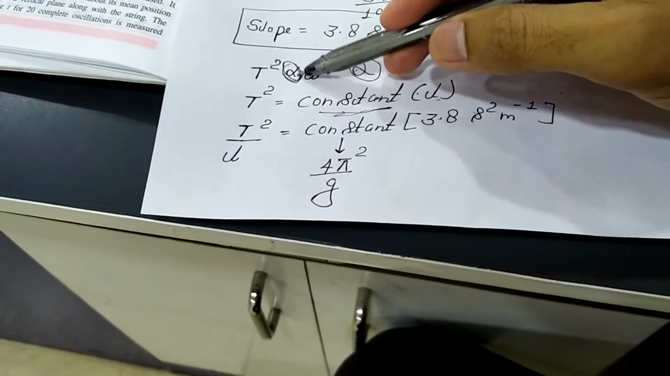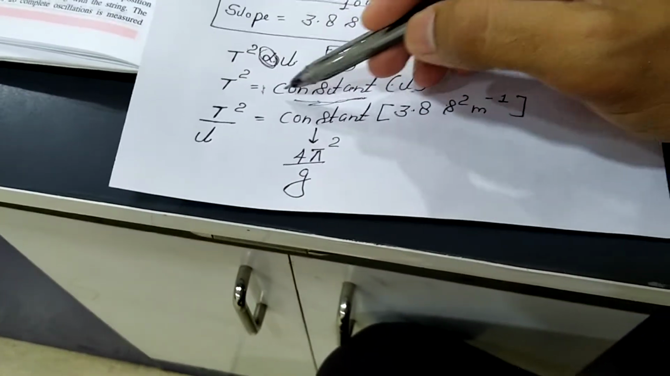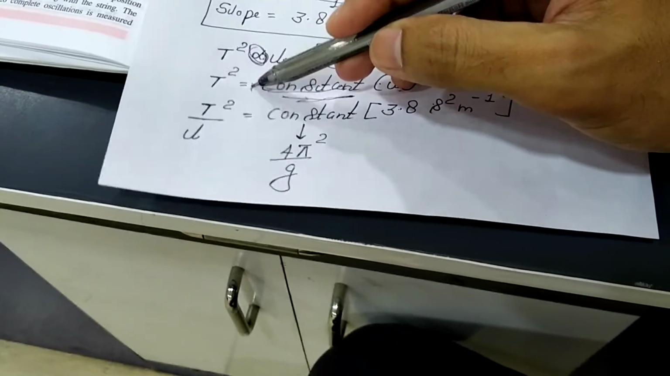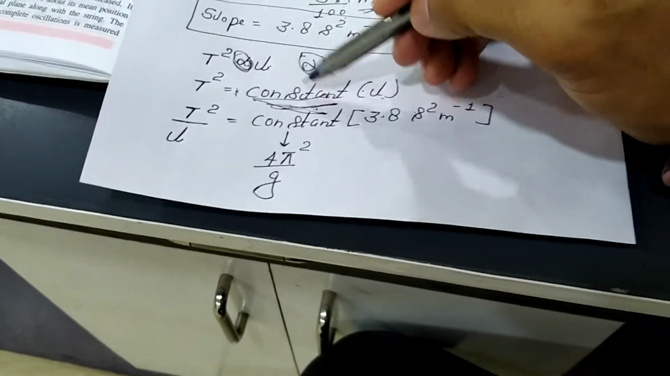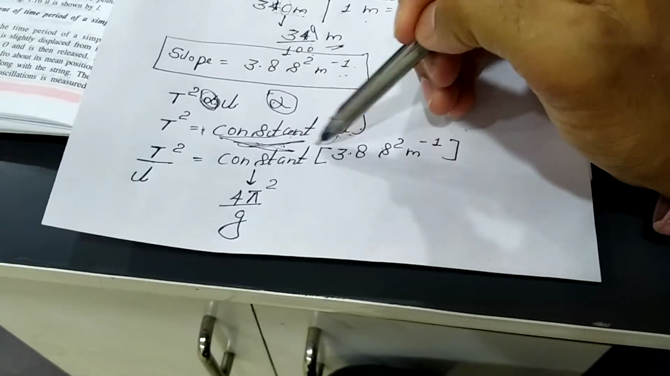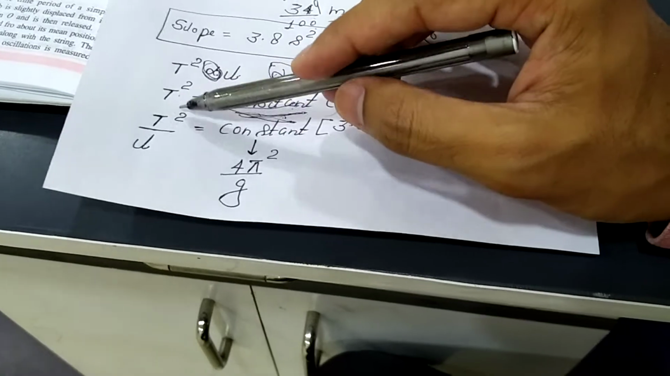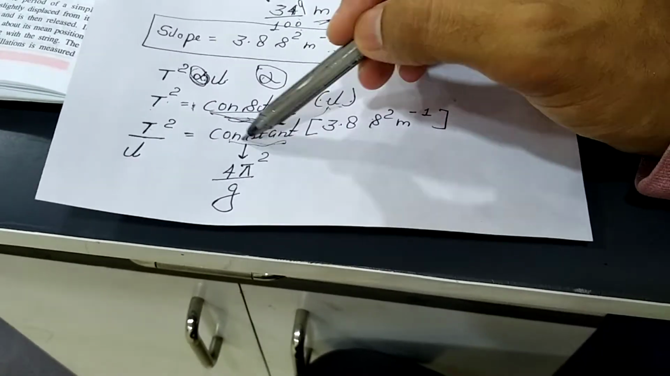So I have removed this proportionality. Whenever we remove proportionality, equality comes along with a constant. So constant and L. L is the length. So I brought that L in division, that is in denominator. So t square upon L is equals to constant, right?